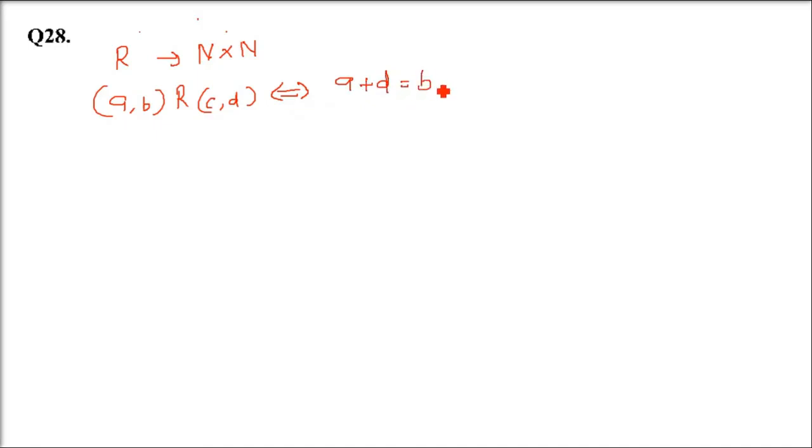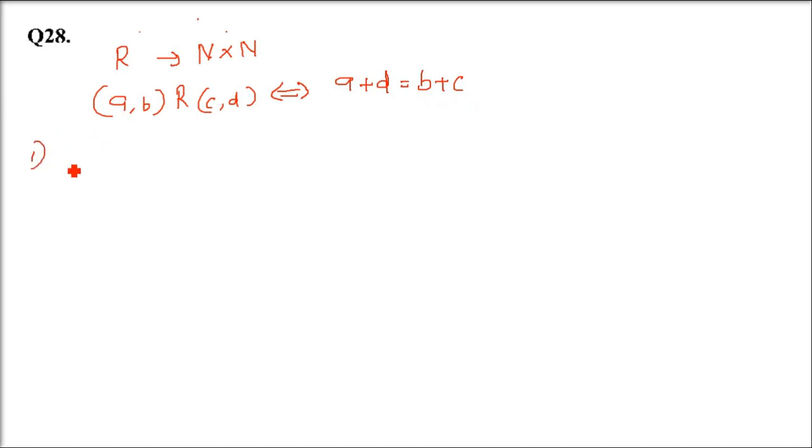Question number 28 now. What do you see here? The relation R in N cross N such that (A, B) is related to (C, D) is defined with a certain relation. First of all, it is N cross N, that is, we are talking about the natural numbers. And then (A, B) is related to (C, D). What does it mean? It means the condition has to be A plus D equals B plus C.